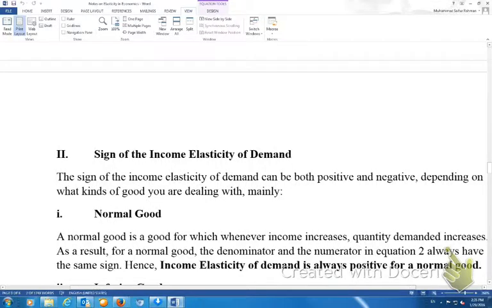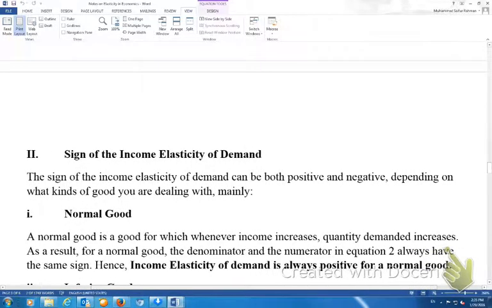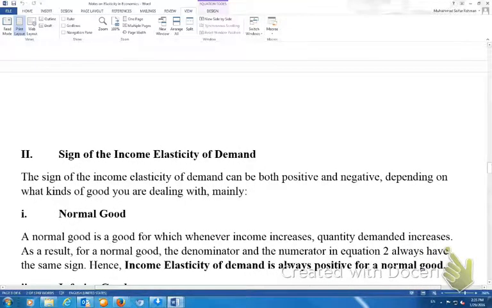Now, as opposed to the price elasticity of demand, which was always negative, our income elasticity of demand can be both positive and negative. It will depend on what kind of good we are talking about. So what do we mean by that?